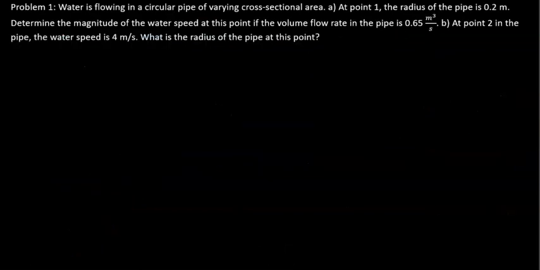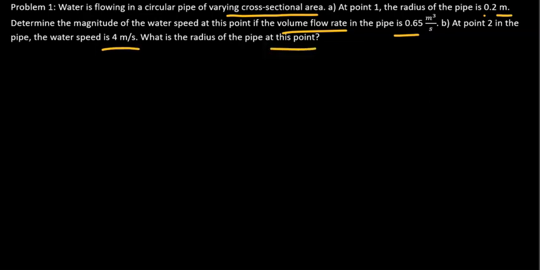Let's do problem 1 on equation of continuity. Water is flowing in a circular pipe of a varying cross-sectional area. At point 1, the radius is 0.2 meter. Determine the magnitude of the water speed at this point if the volume flow rate is 0.65 cubic meter per second. At point 2 in the pipe, the water speed is 4 meter per second. What is the radius of the pipe at that point?